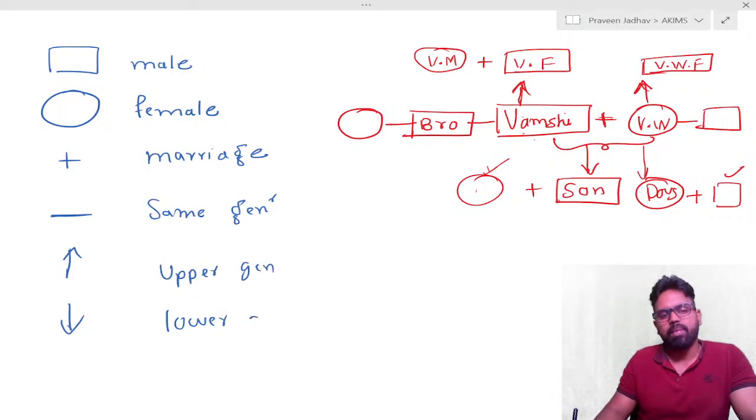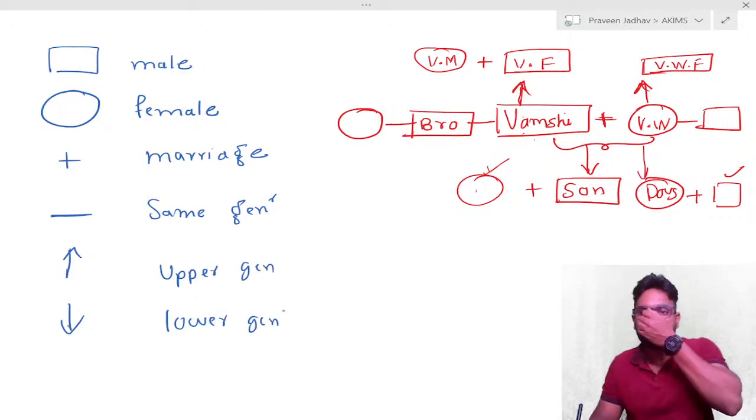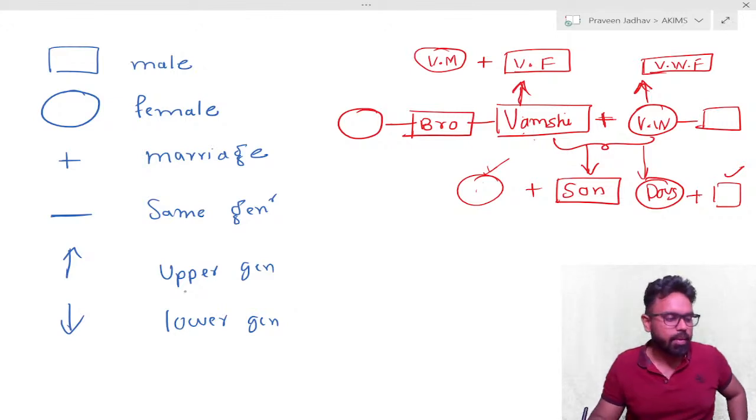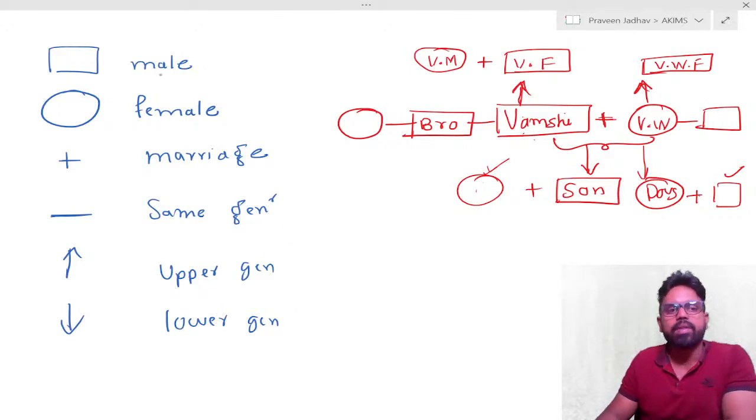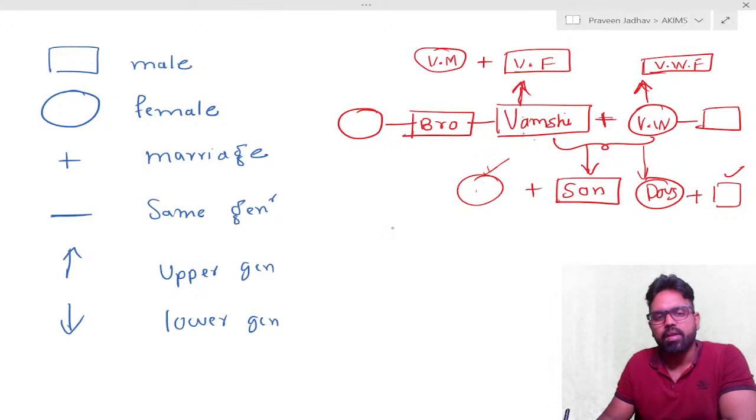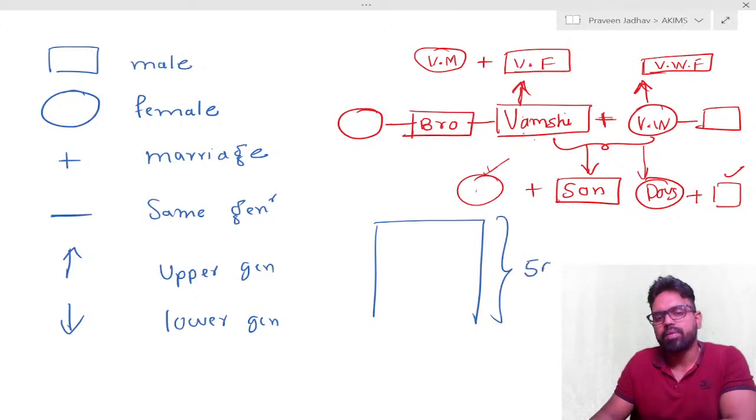Everyone pay attention here. What will I be doing with upper generation and lower generation? I'll look at it as if they are staying in an apartment. This apartment has a total of 50 floors, but you own flat number 50.